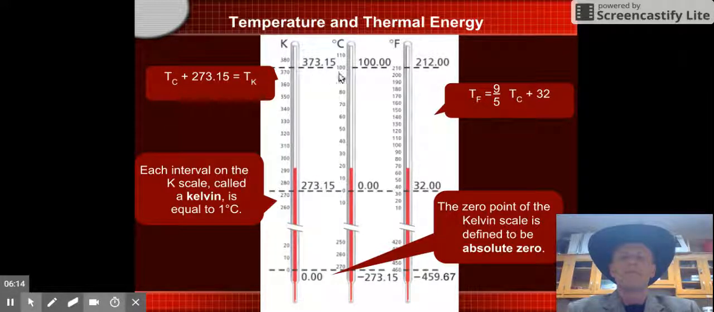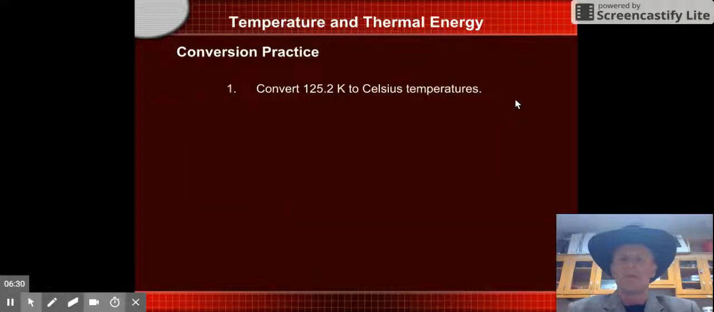To get from Celsius to Fahrenheit is a little trickier. It's 9/5 times the temperature in Celsius plus 32, or you can solve this the other way: minus 32 times 5/9, but we'll look at that formula.